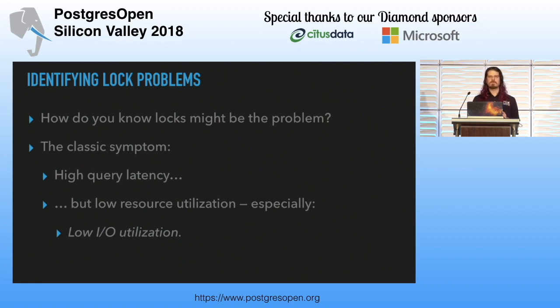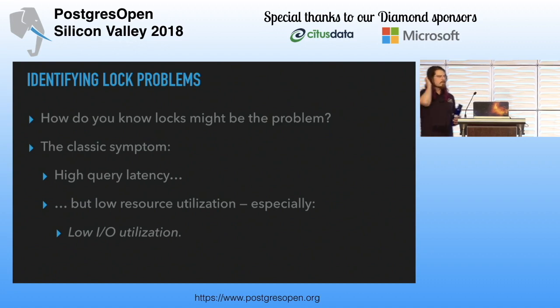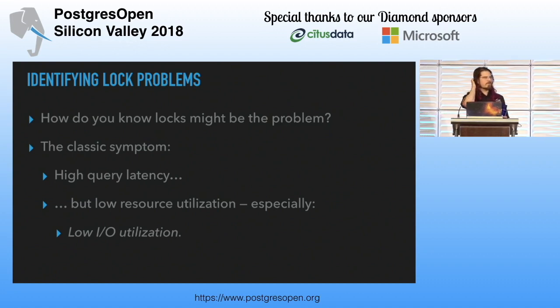Okay, so getting back to the more general question of diagnosing lock problems, the first thing you have to ask yourself is, is this problem I'm seeing really a lock problem? The usual symptom is: my database is slow, everything's slow, but my database doesn't seem to be really doing anything. Query latency is high, but I/O utilization is relatively low. That's kind of the red flag. So maybe the reason things are happening slowly is that they're waiting for other things.